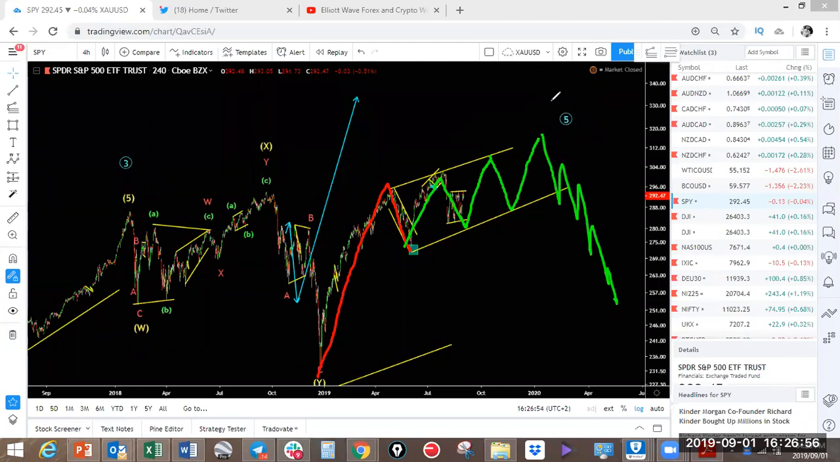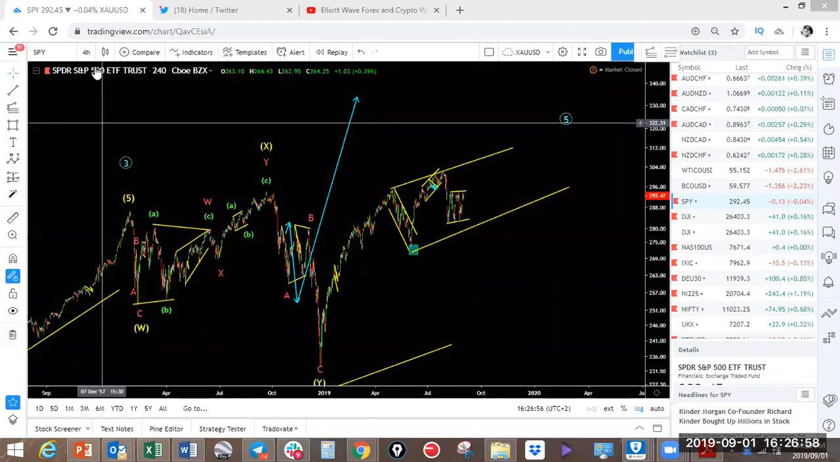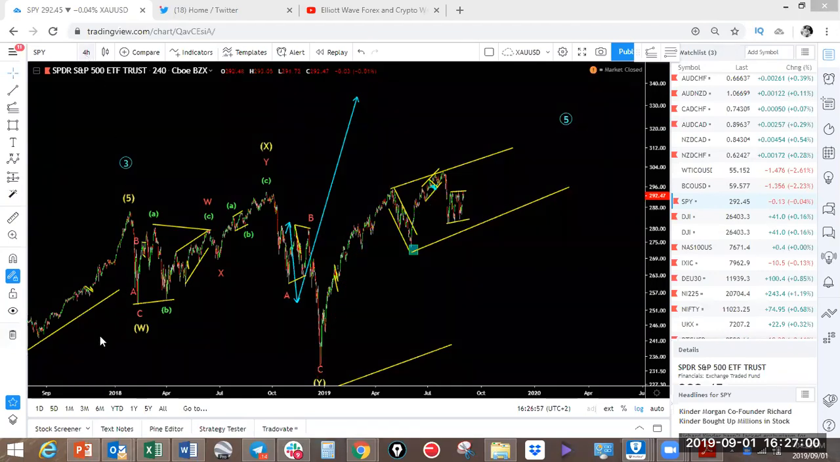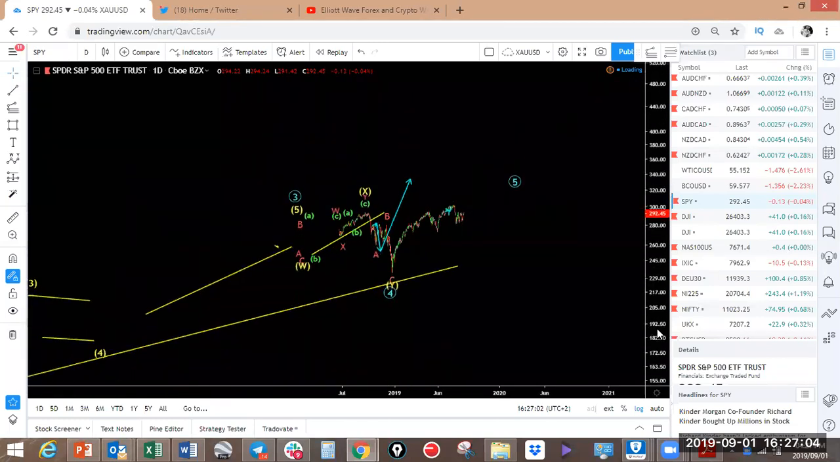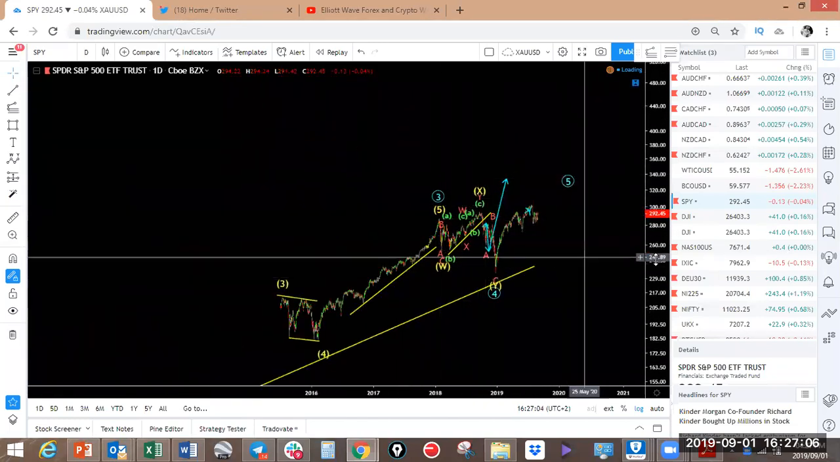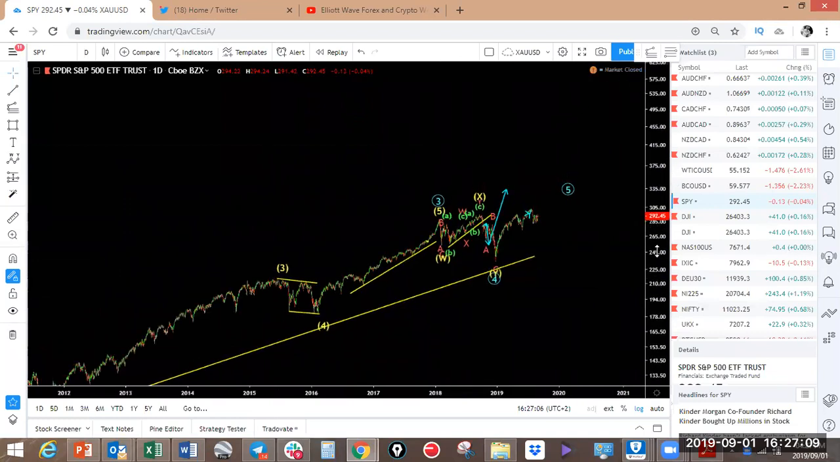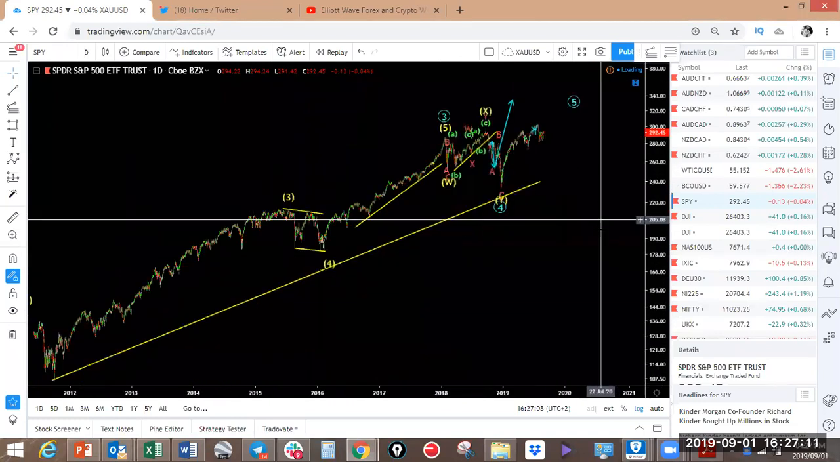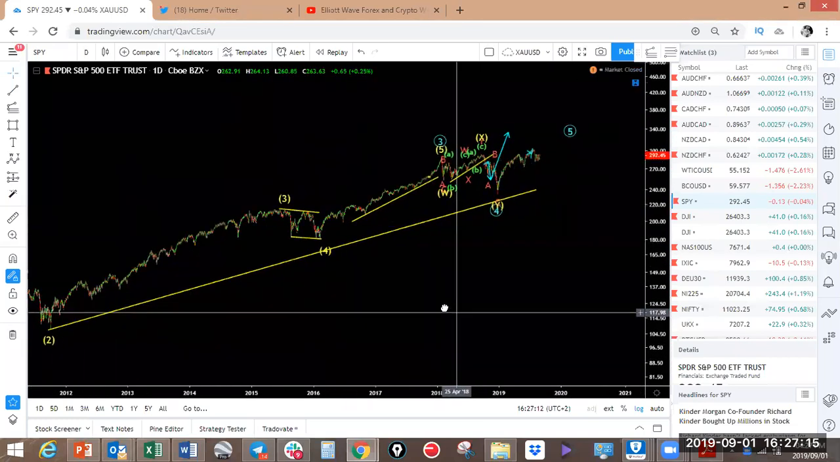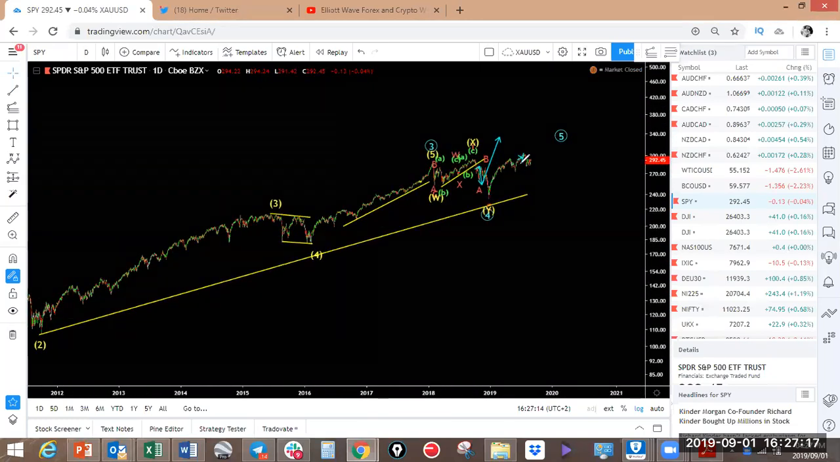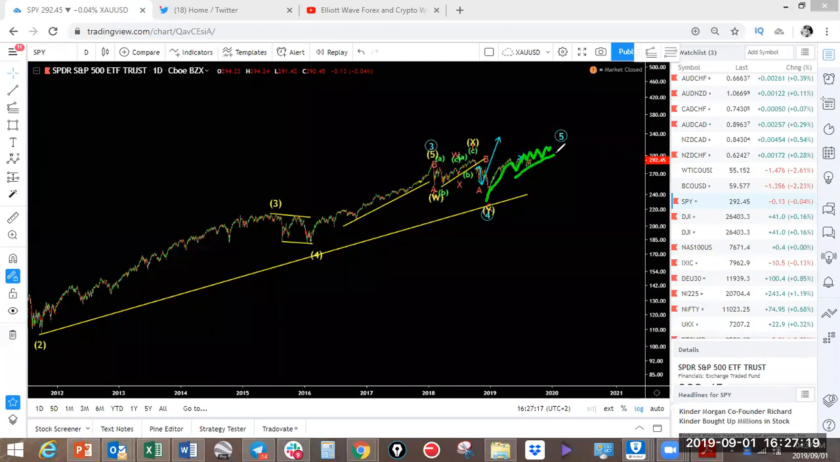Now let's show you where that wave 5 comes from the higher degree structure. If I show you on the daily, let's just see where that wave 5 comes from. Excuse the clutter there. That's where that wave 5 comes from. That's easy and obvious for everyone to see. Now we're just looking for this wave 5 to end with a possible diagonal here. Now let's see how that plays out.